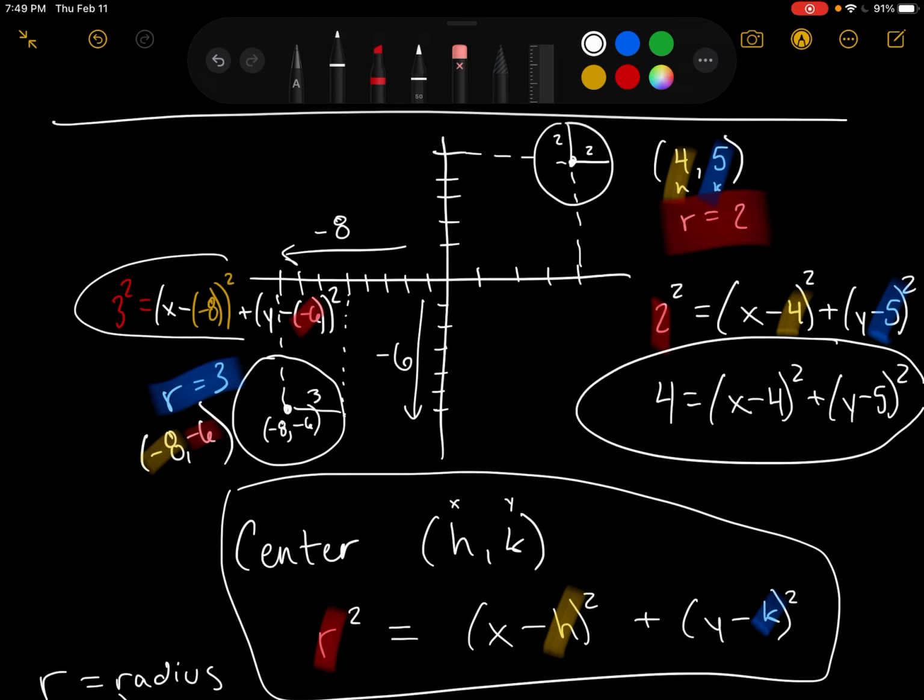And of course, we would want to go through and simplify this. And I'll write it right above. So 3 squared gets us 9 equals x plus 8, plus y plus 6, squared. And that would be the equation for our circle. And I'll highlight that in green, our full final answer here.